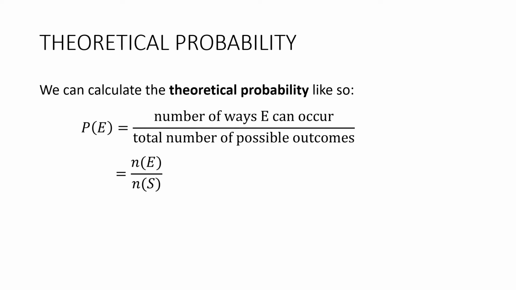And now we'll move on to theoretical probability. It's almost the same formula as experimental probability. We have the probability that E occurs. It's going to be equal to the number of ways that E can occur divided by the total number of possible outcomes, or the sample space. This means the number of elements in the set E divided by the number of elements in the set S.